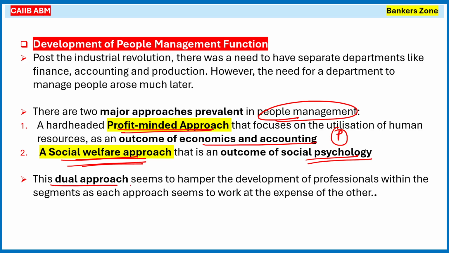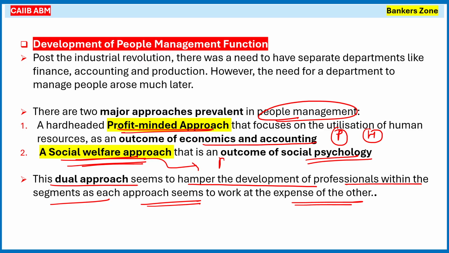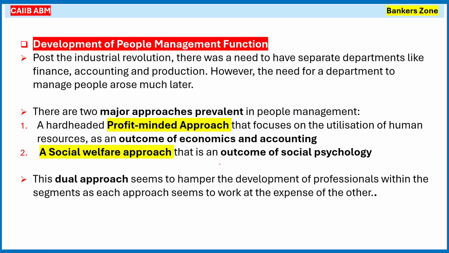However, this dual approach seems to hamper the development of the profession, as each approach seems to work at the expense of the other. That means you cannot implement both approaches simultaneously. If you have to earn profit, you have to ignore the social or employee benefits. If you have to work as social welfare, then you have to ignore the profit. Right?